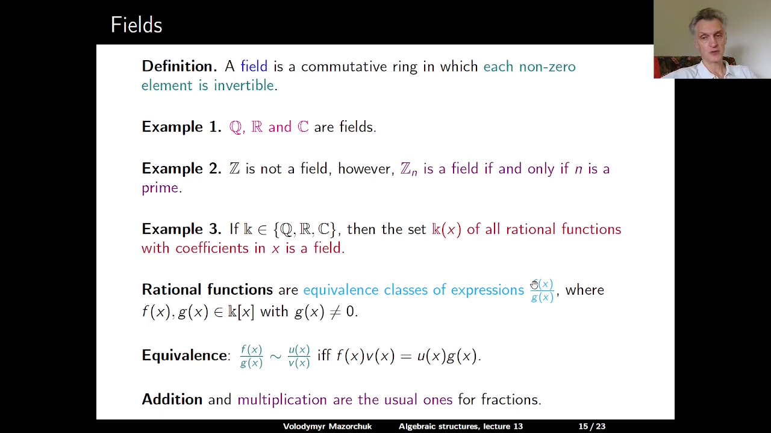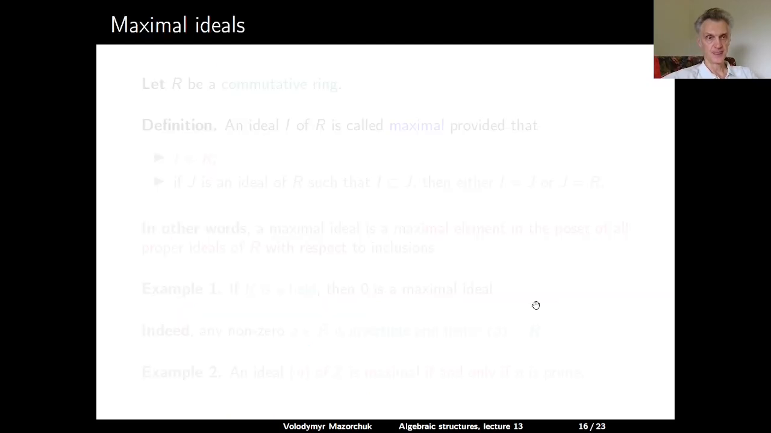And here, of course, the point is that an element is non-zero if and only if f is non-zero, so g is non-zero by definition, and then the inverse to f divided by g is g divided by f. Therefore, the set of rational functions is a field.